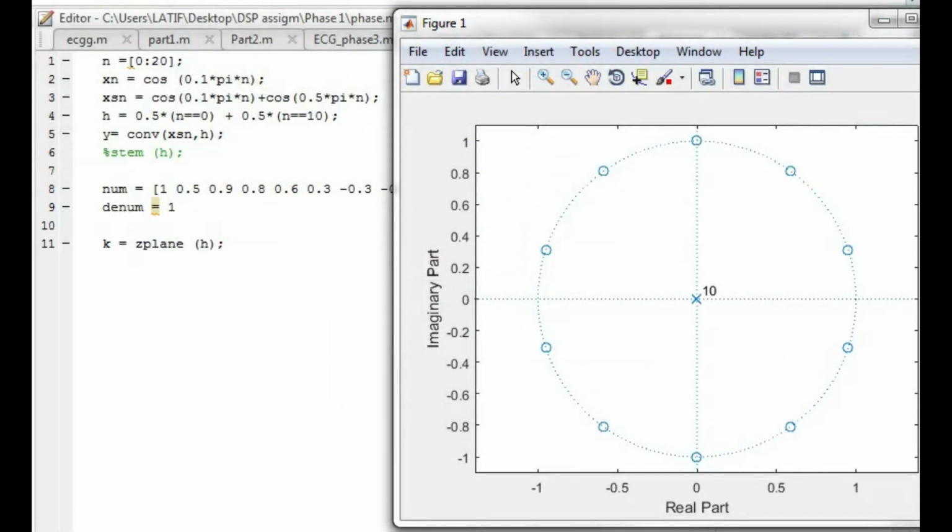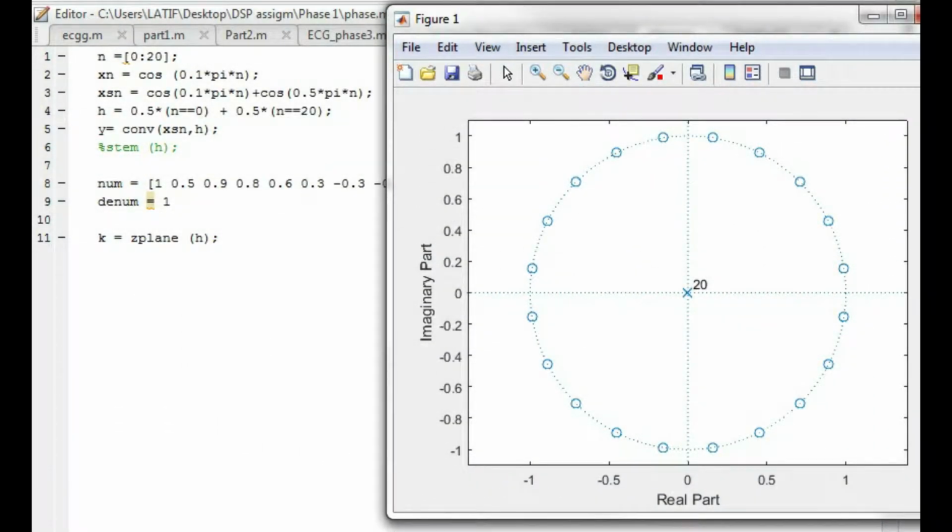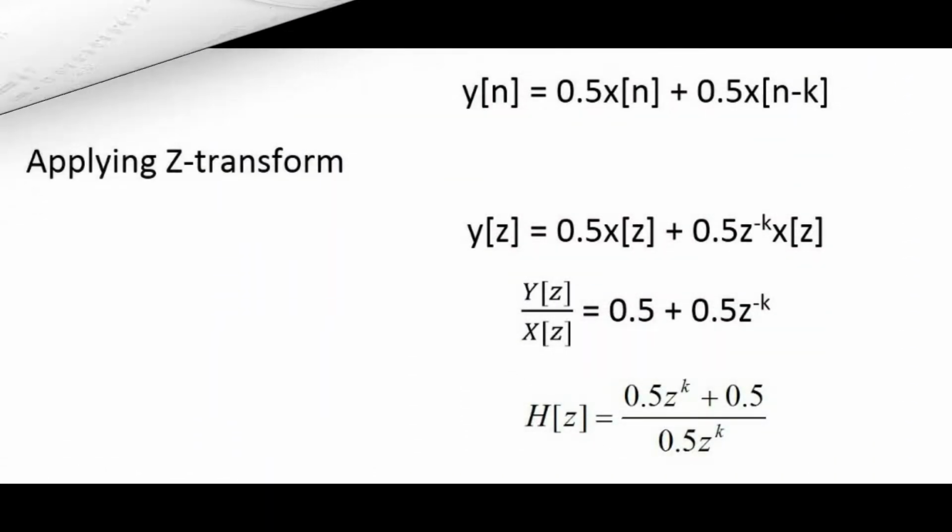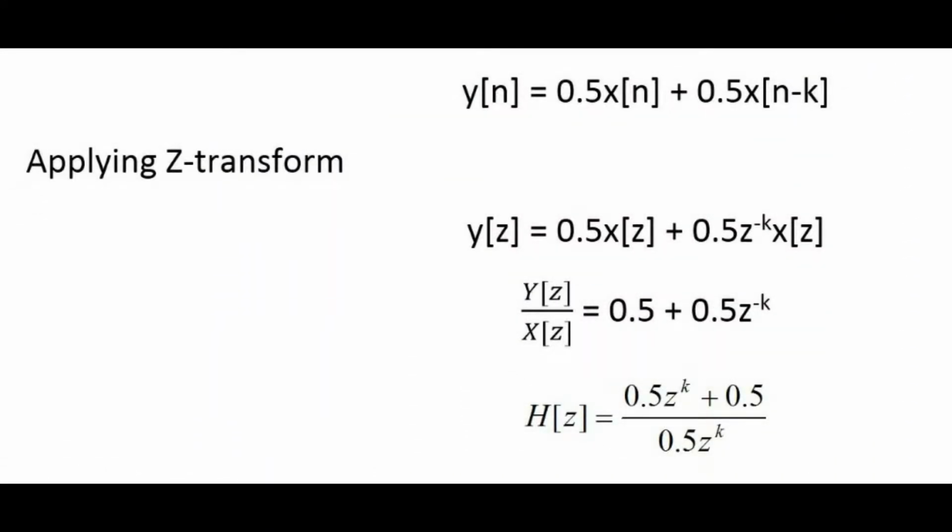When k equal to 10, we will get 10 zeros on the plot. And finally, when k equal to 20, we will have 20 zeros on the plot. The number of k actually is the order of the denominator, which we can find after applying the Z transform to the function. By increasing the number of k, the number of zeros also increases, or we can say that the number of k equals the number of zeros. No matter how many zeros we have, the zeros will be spread evenly on the unit circle.